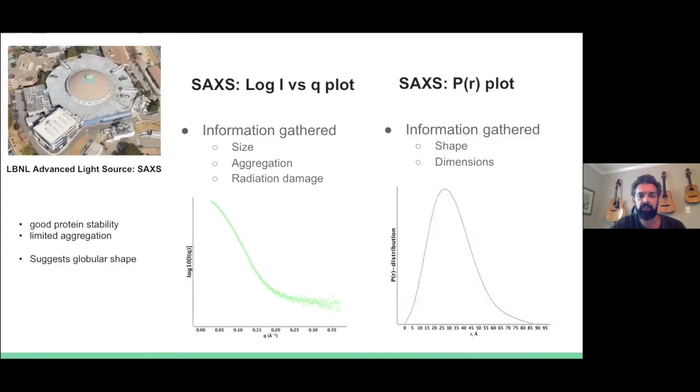And some of our preliminary SAXS data that we've gotten back, the log I versus Q and P of R plots, are indicating that we have good stability. So CRX isn't falling apart when we smash it with X-rays. It doesn't seem to be aggregating. And it also looks like a good globular shape. So we feel like we have good data in hand going forward.